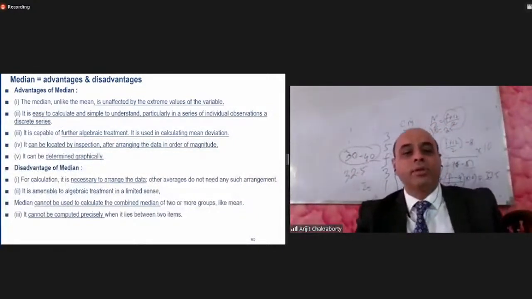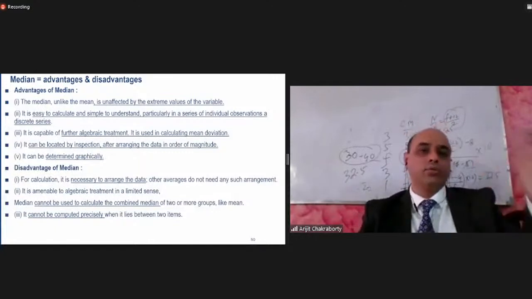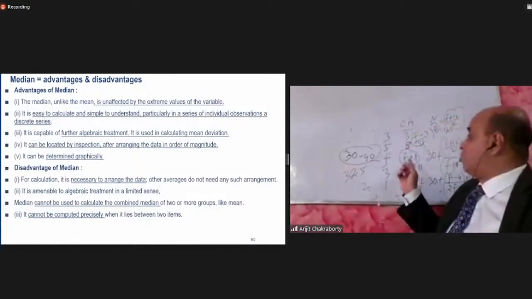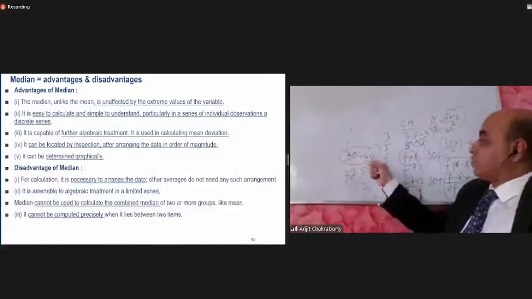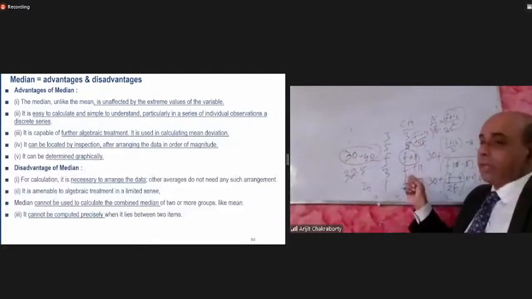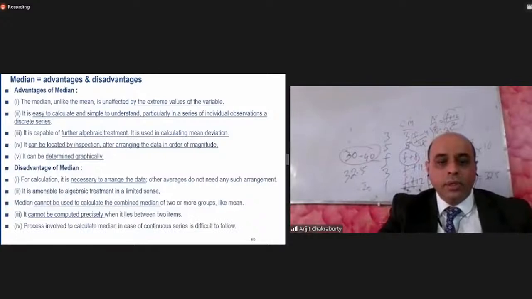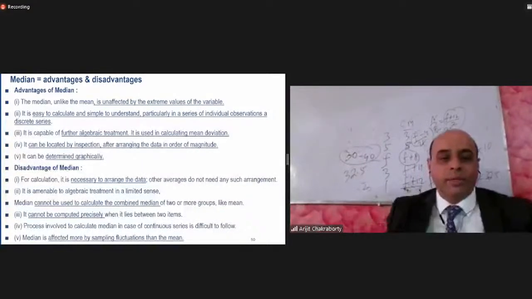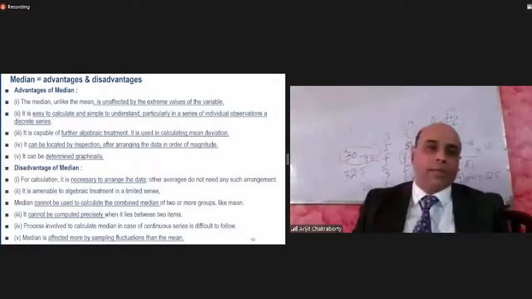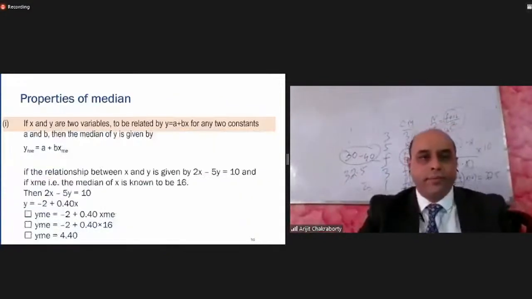And it cannot be computed precisely when it lies between two items. As you can see, we know that the median is between 30 and 40, but you have to calculate the details, and only then can you reach the median. And finally, median is affected more by sampling fluctuations than the mean.